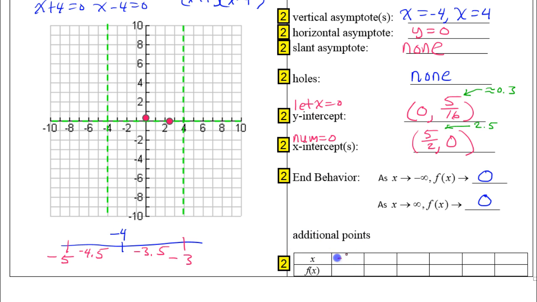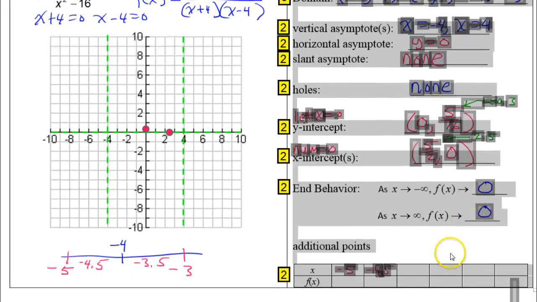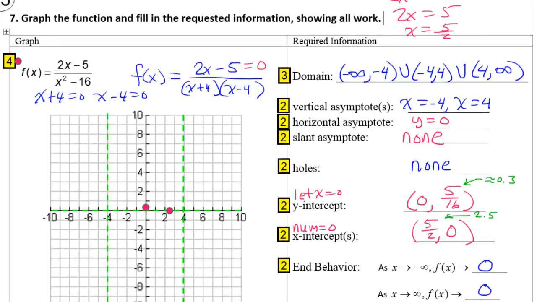So I'm going to have -5, -4.5. So how many? I got 1, 2, 3, 4, 5, 6. I need some more spaces on this chart. Oops. Mayday.